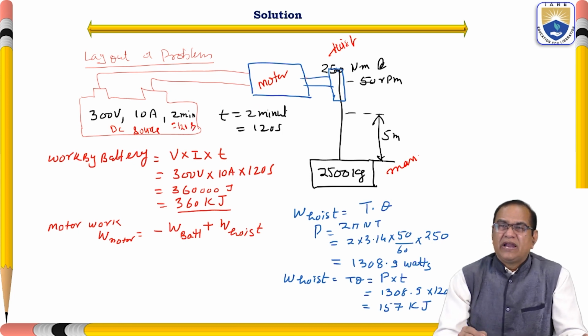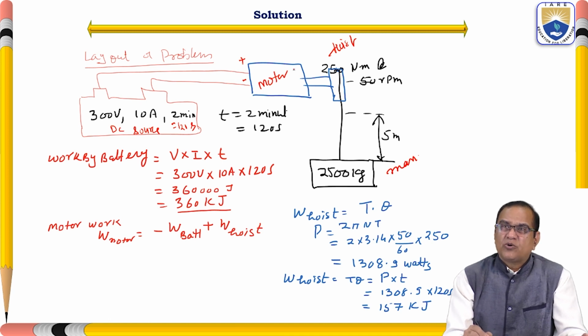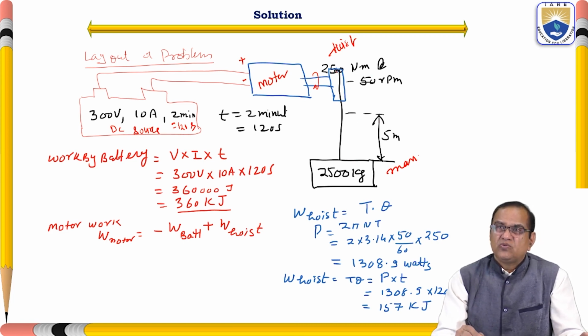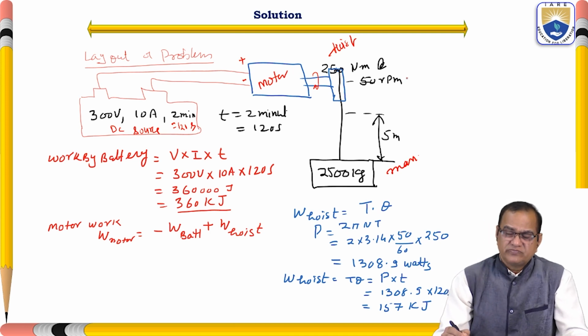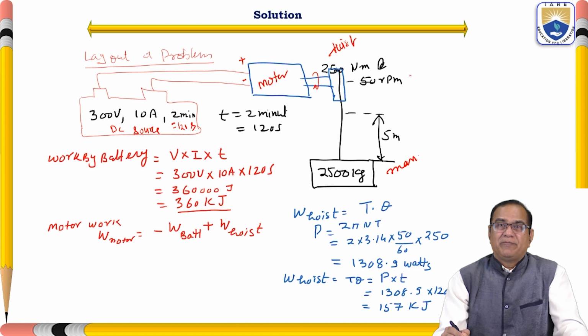Okay, so next is the motor. This power is given, this is the plus and this is the minus. So it is rotating this shaft. Here is the one hoist. This is the rope, and this is lifting 5 meter, and the RPM of this is 250 RPM. This is 2 Newton meter, and it is rotating at 50 revolutions per minute. So we have to find out the work done by the battery.